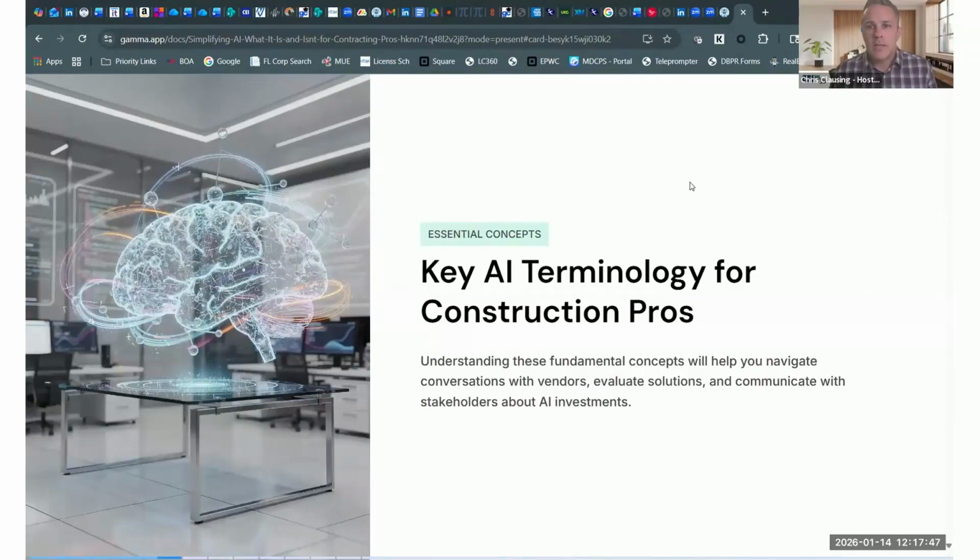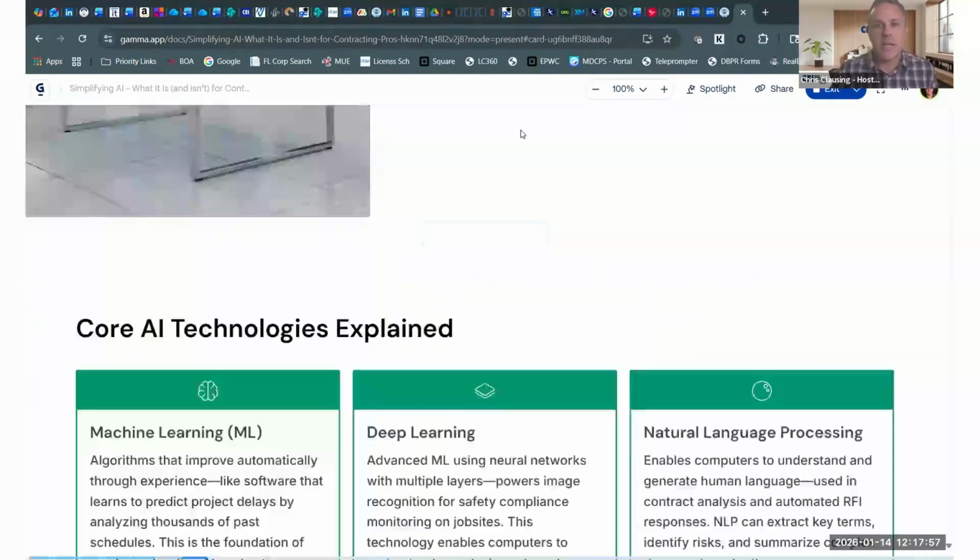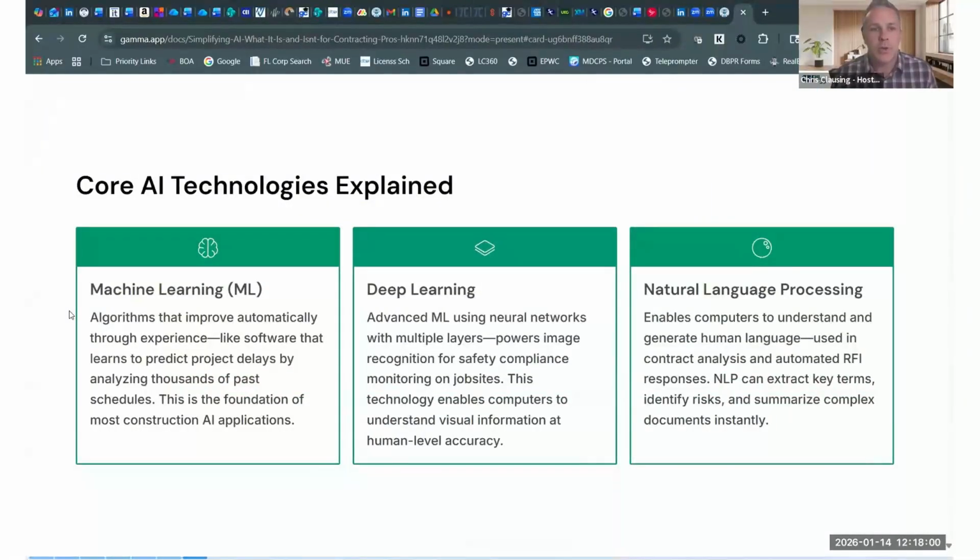So some of the key terminology, we want to make sure that we understand some of the basics. You're going to hear some of this terminology throughout your interactions with AI tools and platforms. So you might hear the term machine learning. Machine learning is an algorithm or a set of algorithms that improve over time. When you enter a prompt into an AI tool, it's going to, of course, give you an output.